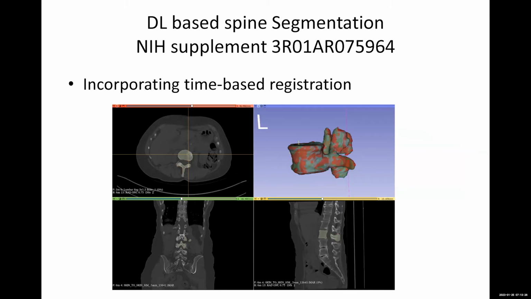So this shows you a 0 and a 3-month segmentation. And when you look at the vertebra, some of the changes are due to actual shape changes due to cancer. So that's something nice that we can look at.